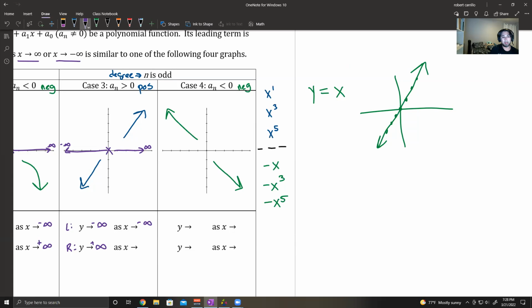And again, analyze the left side, right side. Oh, we never got to here. Sorry, we have to finish that part. As your y value is headed towards positive infinity, x is also headed towards infinity. So that was positive infinity there. Okay, now looking at case four, where are the y values headed here?